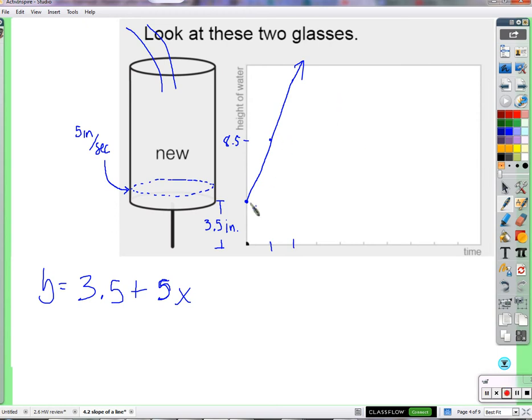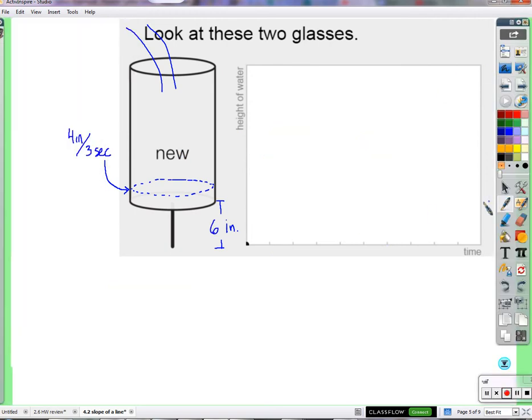So we're going over 1, we're going up 5. So for every 5 y's, we go over 1 x. So for every 1 x that we go over, we go up 5 y's. Now, let's say it starts at 6 inches and goes up at a rate of, now this rate is a little bit off. It's not 4 inches per second, it's 4 inches every 3 seconds.